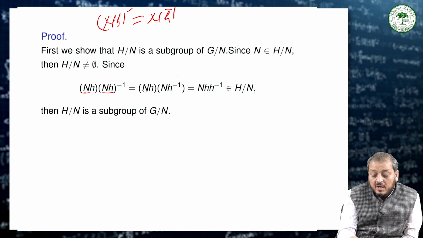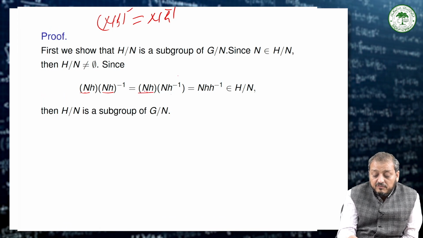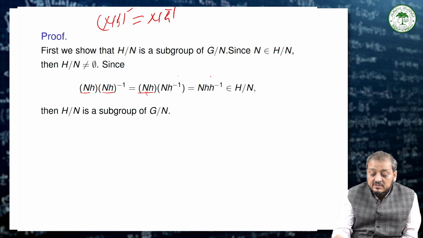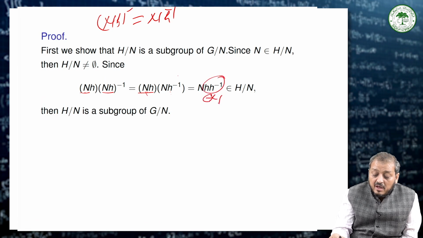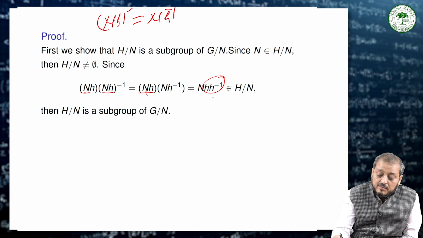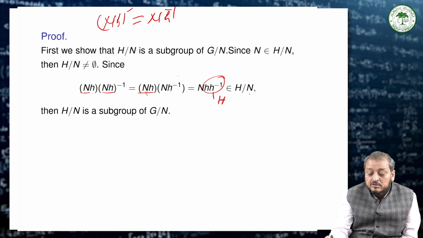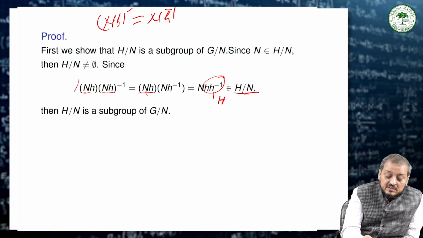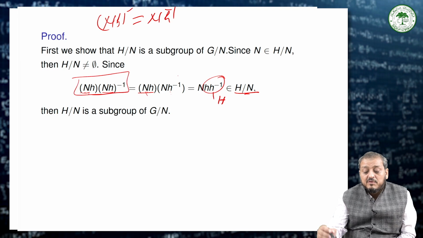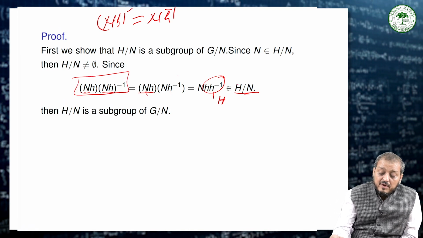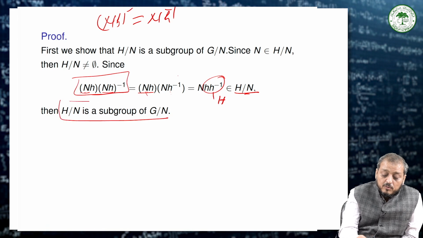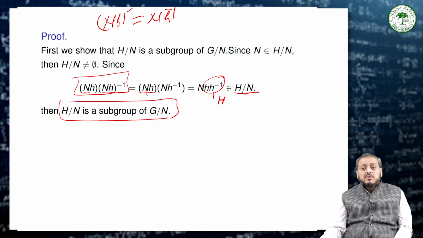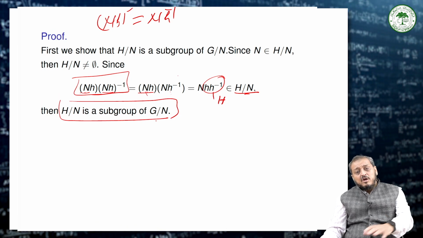And now again, by the property we can use, NH is equal to NH inverse by the quotient group property. So NH inverse is the element of a H. So this is NH, and this whole thing is an element of H by N, and then we can say that this NH inverse is an element of H by N. So if it's an element of H by N, this means H by N is a subgroup of G by N. Now our next objective is to show that this H by N is normal in G by N.